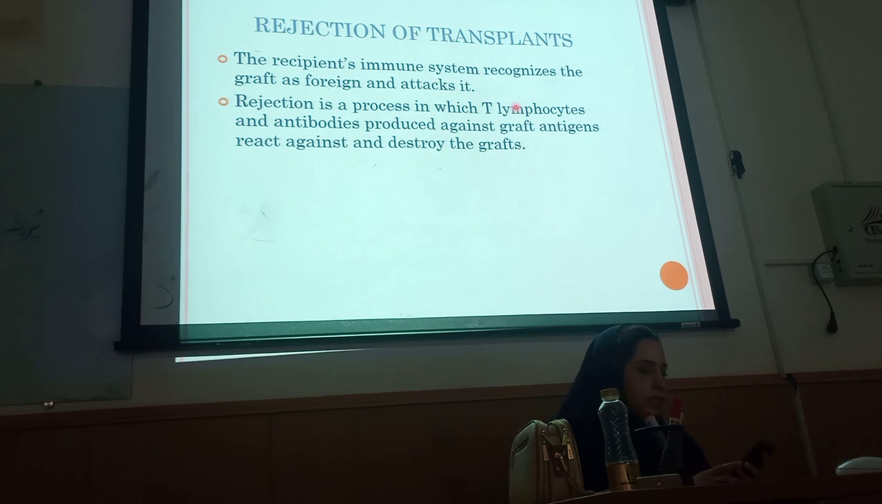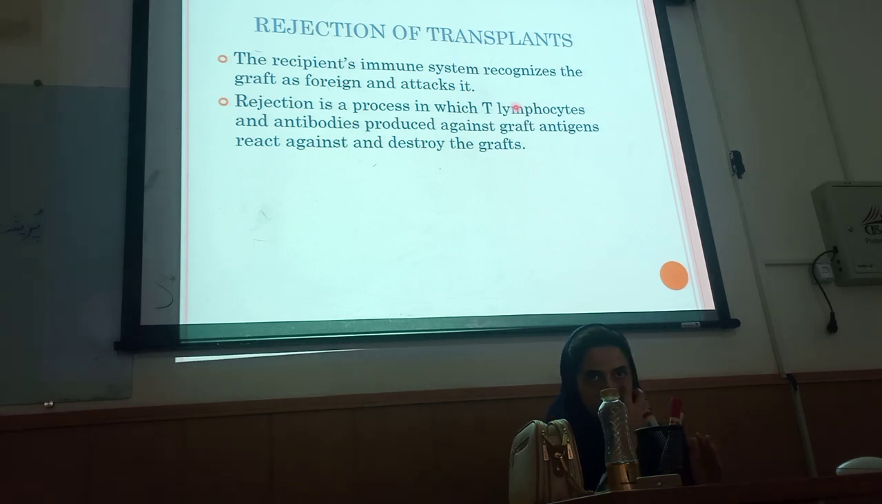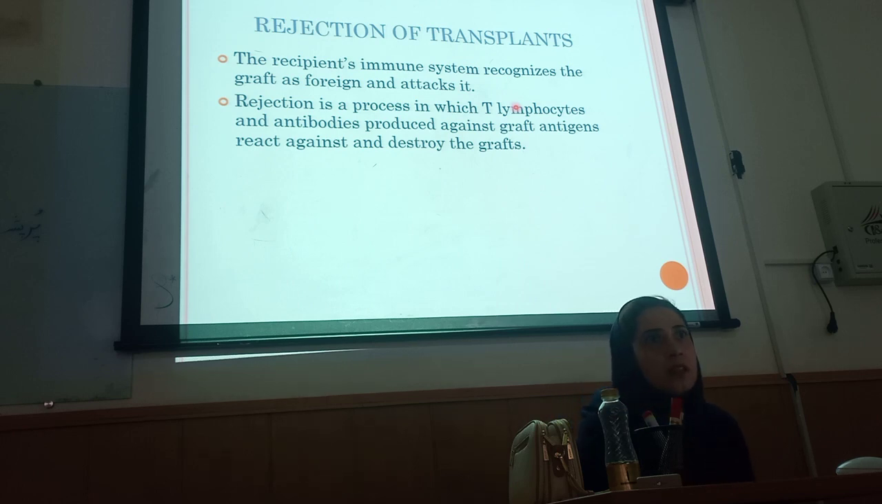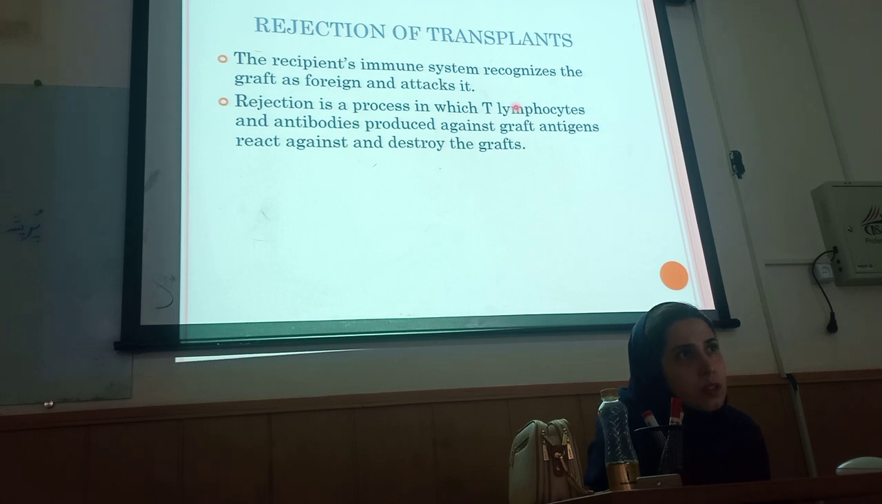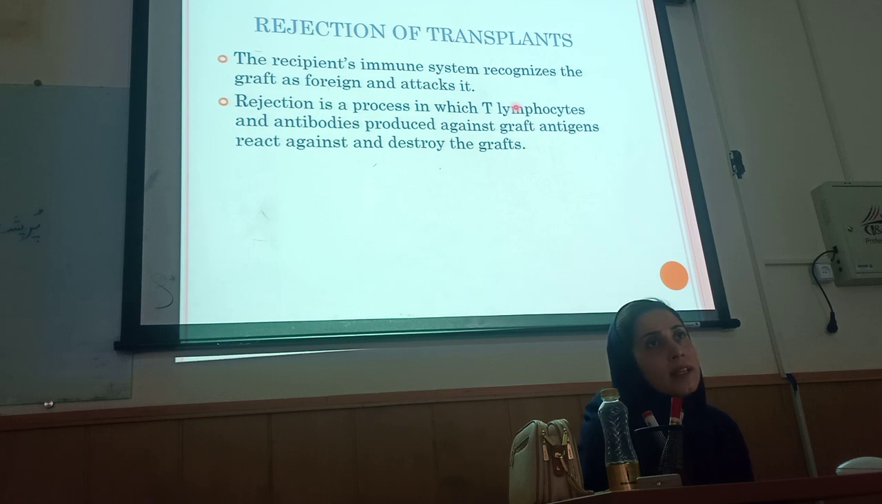Okay, the next thing we want to talk about is rejection of transplants. What is rejection of transplants, and why does it happen? Our body sees the graft as an antigen, a foreign body, so it sends antibodies against the transplant. Sometimes antibody, humoral immunity, sometimes T cells act, for example, T helper or T cytotoxic cells, due to HLA differences. That is why we call it MHC, major histocompatibility complex. It's a type of hypersensitivity, type 4.